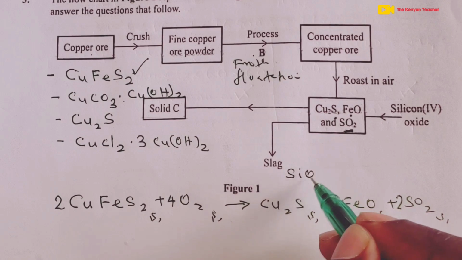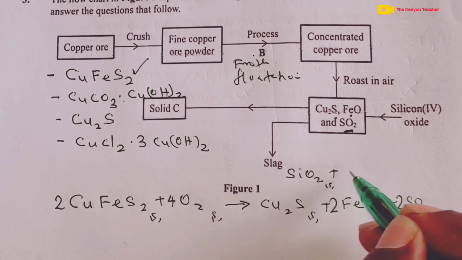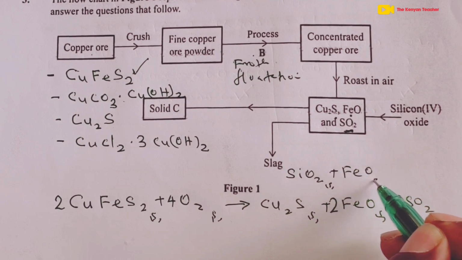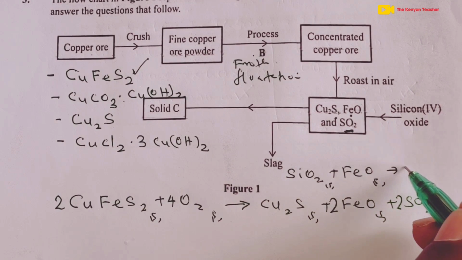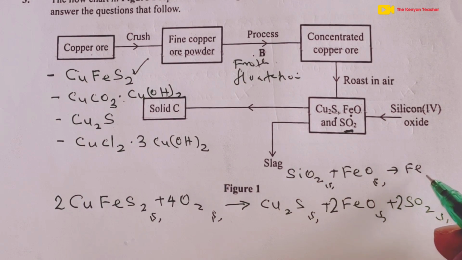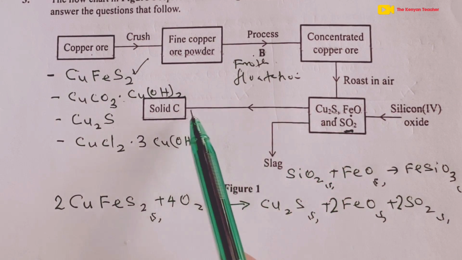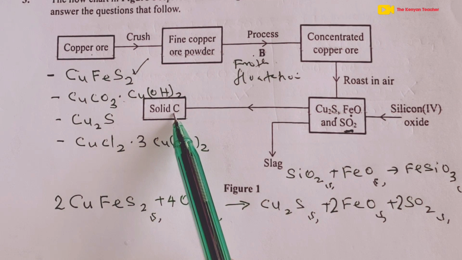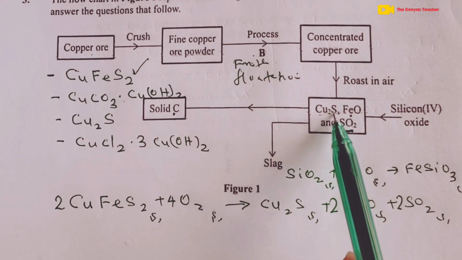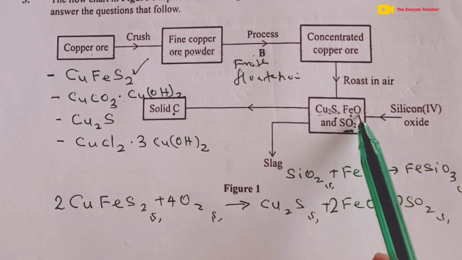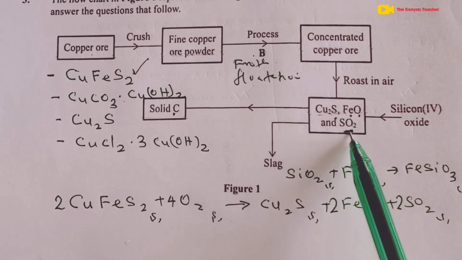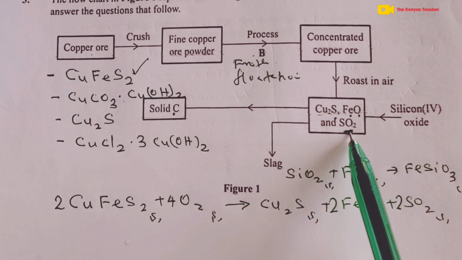So, silicon 4 oxide would actually react with iron 2 oxide, and we get iron 2 silicate, which comes out as slag. So whatever we shall remain with here as solid C is now our copper 1 sulfide, having removed iron 2 oxide as slag and having recovered sulfur 4 oxide to be utilized in a nearby contact process plant.